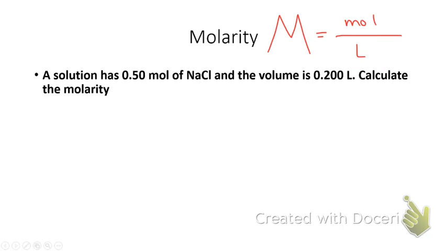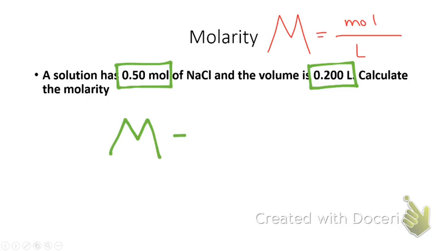The first example is very straightforward. A solution has 0.5 moles of sodium chloride, and the volume is 0.2 liters. Please calculate the molarity. Well, this one's very straightforward. I am given moles, I am given liters. I can simply plug and chug here. 0.5 moles is my numerator, 0.2 liters in my denominator.